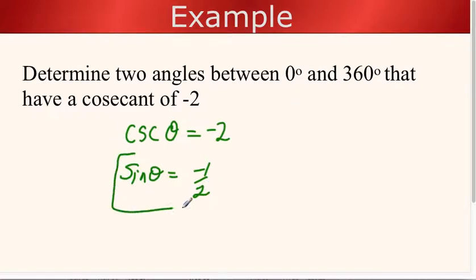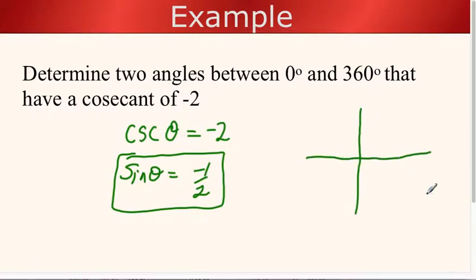Alright, so this is my problem here. What two angles for theta will give me a sine of that angle equal to negative a half? Here's how we do this. We've got our axes, and we've got our CAST rule. Cosines are all positive down here, they're all positive in this quadrant. Sine is only positive in this quadrant, and tangent is only positive in this quadrant.